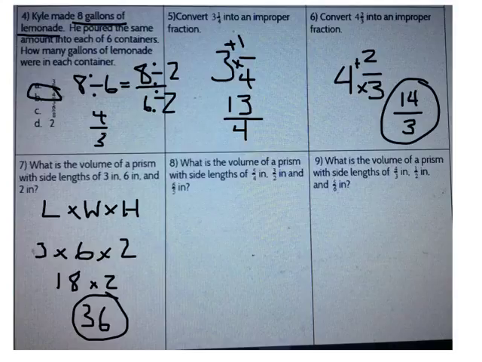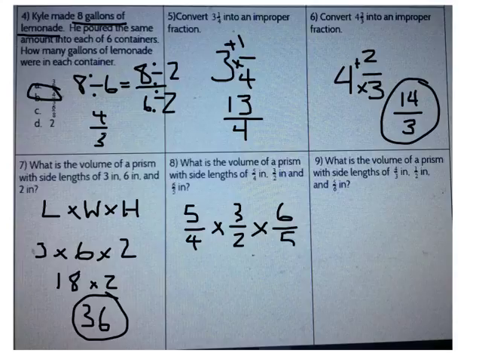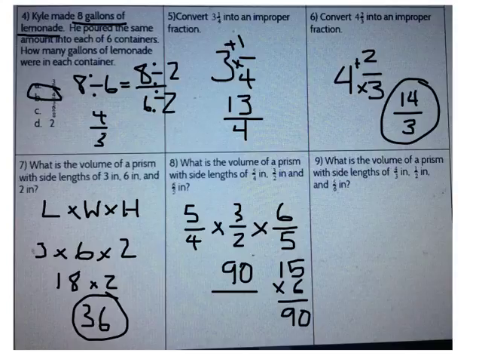We also might have fractional side lengths. What's the volume of a prism with side lengths of 5/4 inches, 3/2 inches, and 6/5 inches? To do this, I need to multiply my fractions like normal. What's 5 times 3 times 6? What would be my new numerator? Well, 5 times 3 is 15, times 6 is 90. My numerator would be 90.